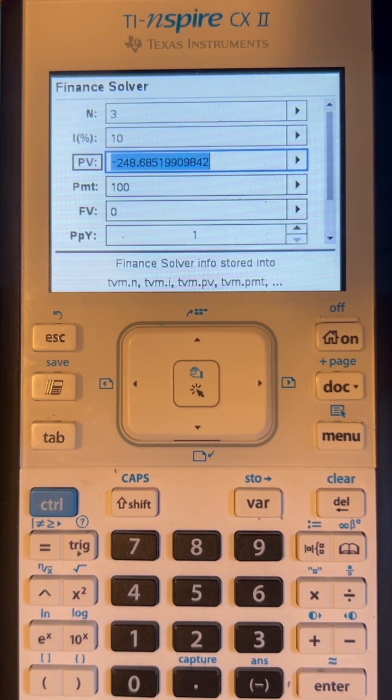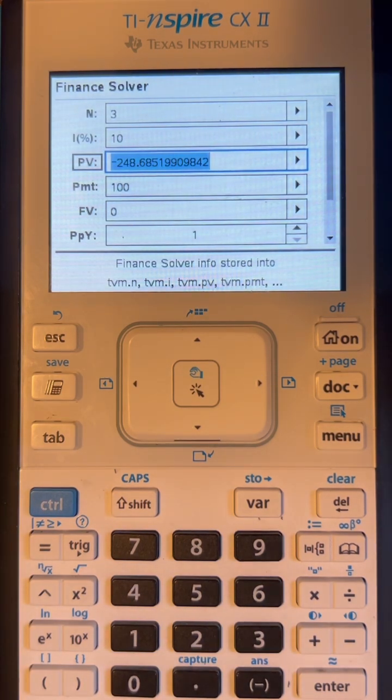And you can see if the interest rate is 10%, those 3 annual payments that I'm going to get in 1 year, 2 years, and 3 years have a present value today of $248.69, same as in the slide deck. So if that were the case, you'd be better off taking the $260 lump sum payment.